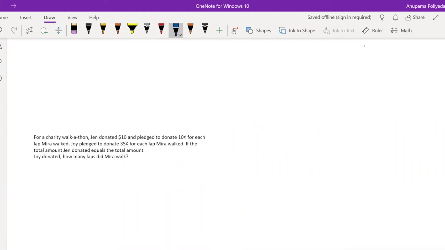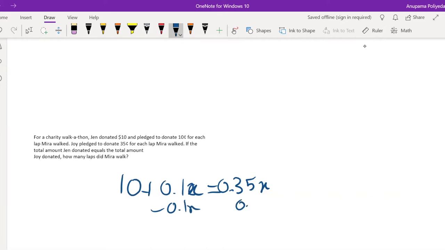So what is everyone's answer for 18? 40 laps. Yeah, it's 40 laps. You can just set up an algebraic equation. So it's $10 plus 0.1 dollars per lap, we'll just call laps x, and that's equal to the 35 cents times the number of laps Mira walks. And that's the total amount donated for both people. So now we just solve the equation. So we subtract 0.1x from both sides.